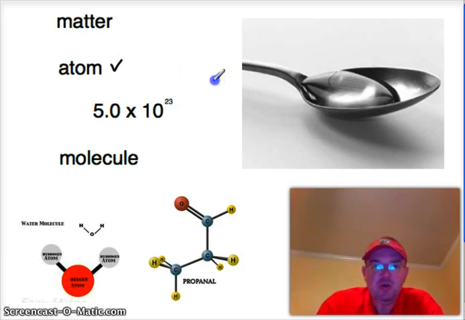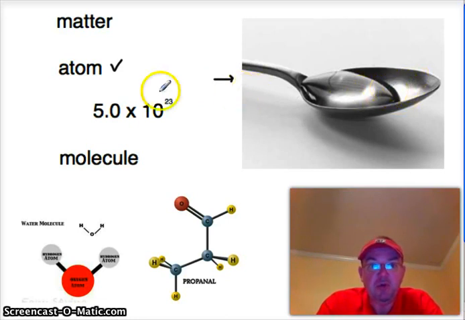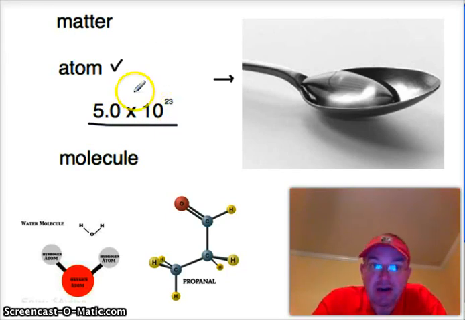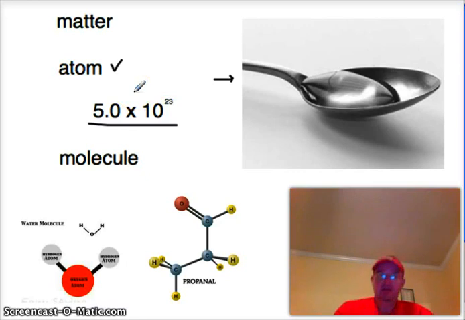To show you, 1 teaspoon of water like this, or maybe even filled up a little bit more, would have about this many atoms in it: 5 times 10 to the 23rd power. And you know that's a lot of zeros after that 5. That's just staggering to even think about.